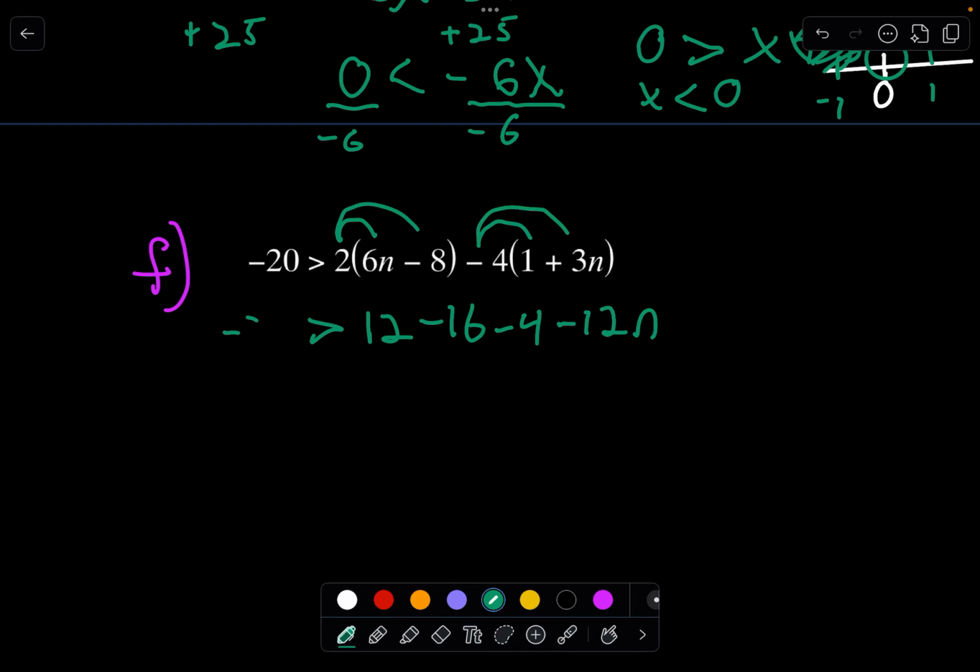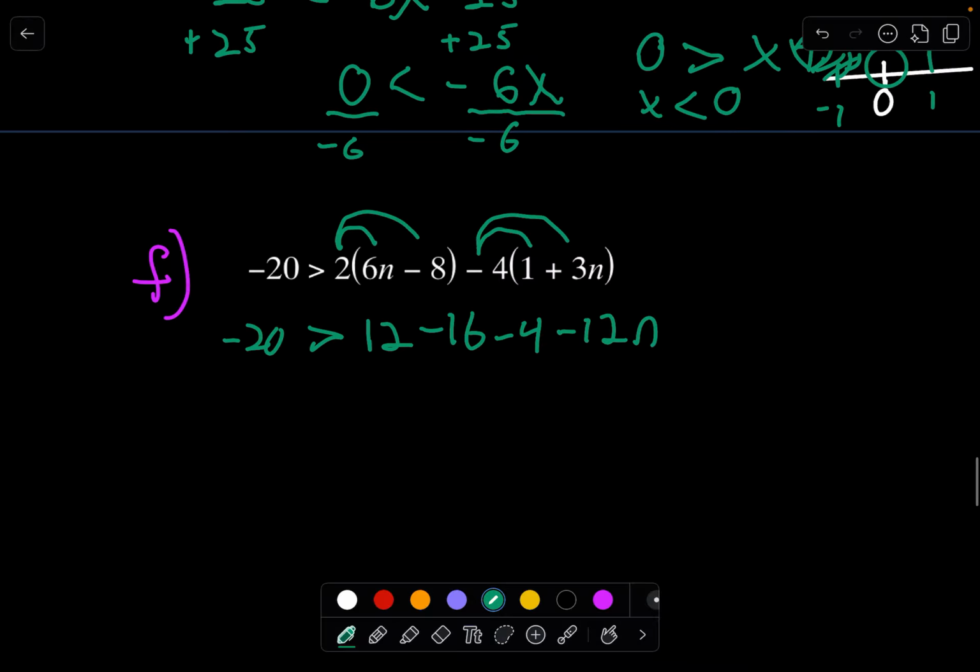Now combine like terms. So let's see. This should have been 12n. Wow, that would have been a big major mistake because that was 2 times 6n. It's 12n. So we have 12n minus 12n. They sum to 0. Okay, so those are gone.